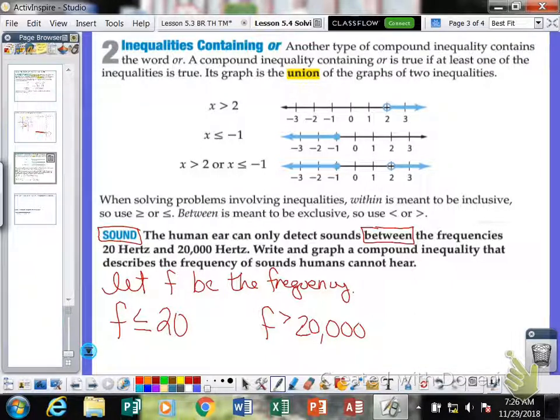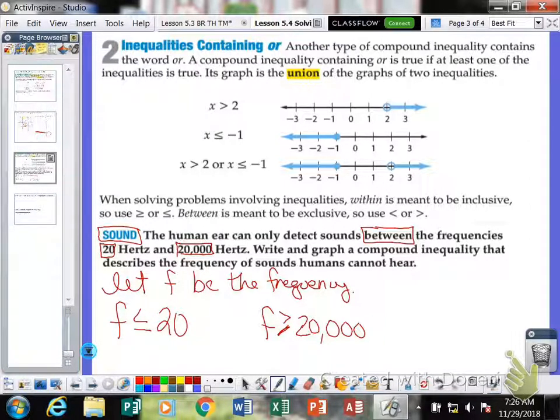Or I'm sorry, no, it is equal to. Because it says between, so they can't hear at 20, they can't hear at 20,000 because it says between those two values. So F is less than 20 because they can't hear below it, or F is greater than or equal to 20,000, they can't hear above 20,000. So there's your compound inequality.